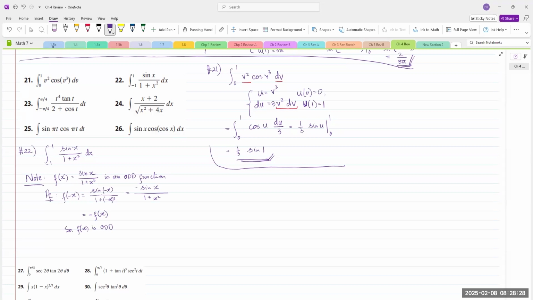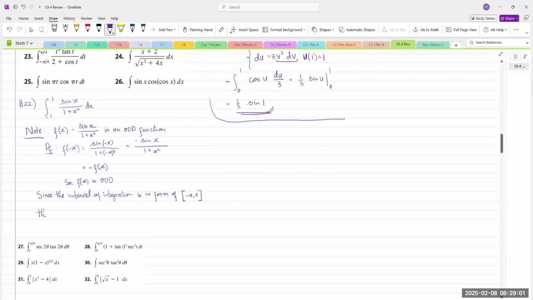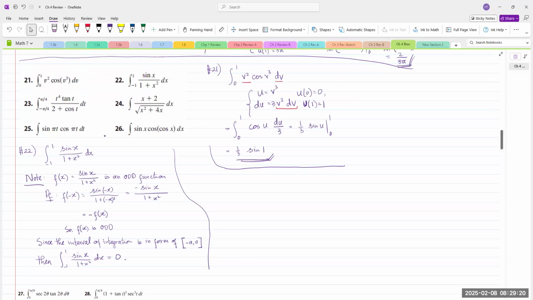And therefore, since the interval of integration is in the form of negative a to a, basically they are opposites, the integral from negative 1 to 1 of an odd function, as long as it is continuous in that interval, equals 0. Okay, that's number 22. Number 23.